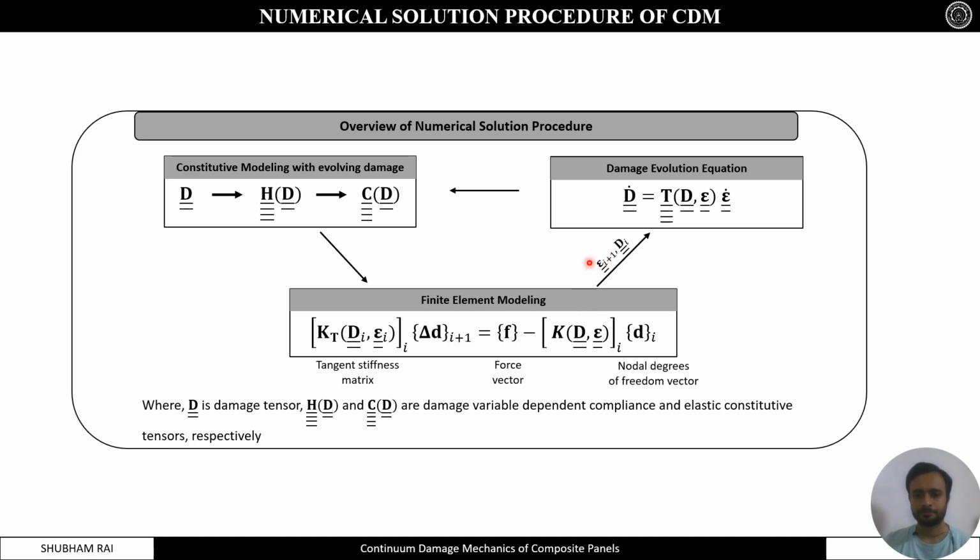Using that strain and the damage variable at the previous iteration, we will calculate the incremental damage variable using damage evolution equations. The incremental damage variable will then give the damage variable at the current iteration, which we will again use for calculating the compliance matrix and the constitutive matrix. The procedure will revolve like this till we get a converged value of the nodal degree of freedom vector.